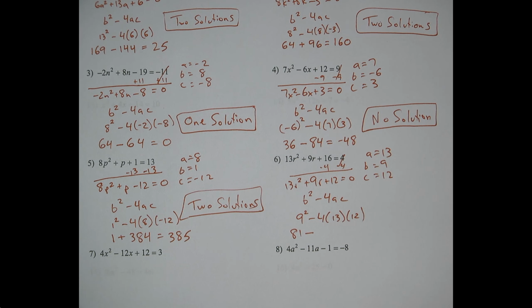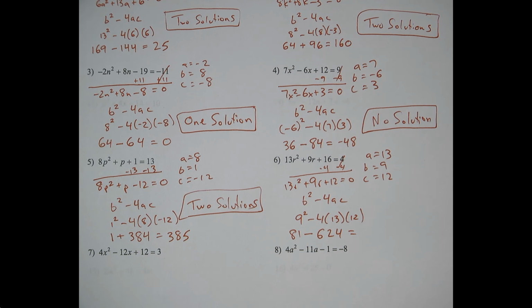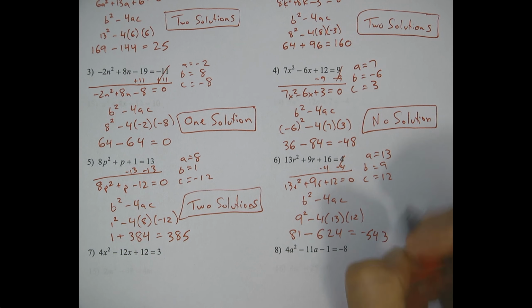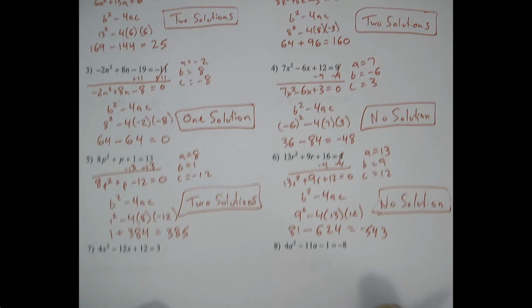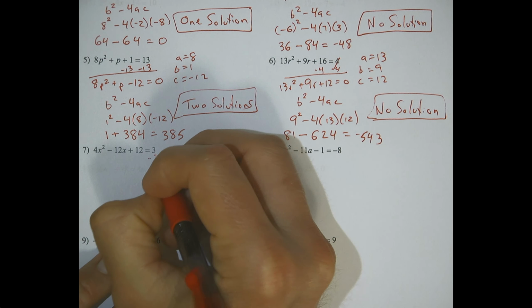4 times 13 times 12, 624. So 81 minus 624 is negative 543. So there is no solution when you get a negative discriminant. Minus 3.